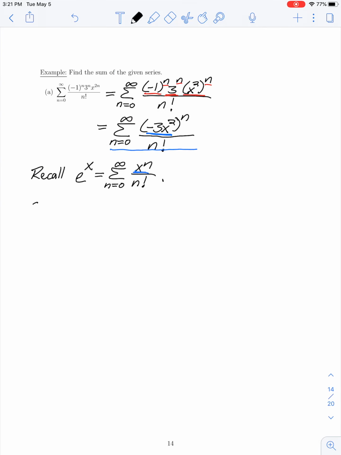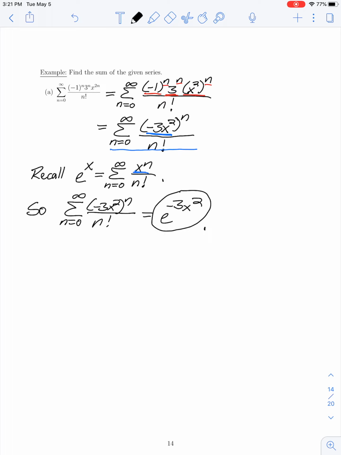So, if we think about this in terms of a Maclaurin series, the summation which we have can be thought of as the Maclaurin series for e to the negative 3x squared. So that would be the sum of this given series. By rewriting it, we saw it was the Maclaurin series for a function in terms of e to the x. So let's look at another one.